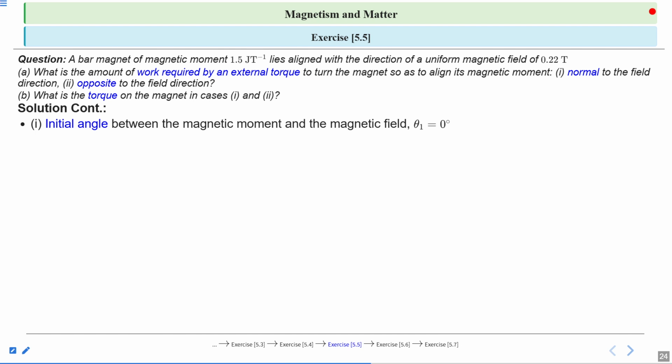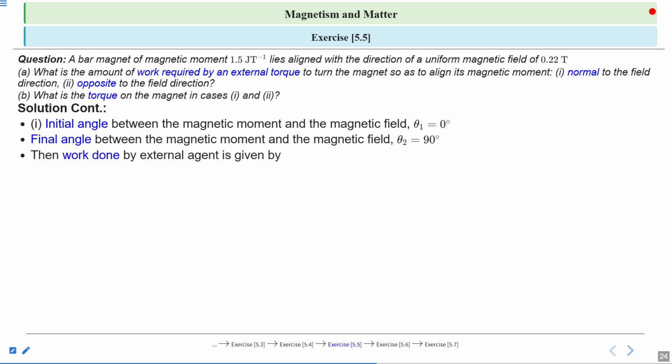So in A part, there is a first sub part: when the magnetic moment is aligned normal to the field direction. What was the initial alignment? The magnetic moment was aligned parallel to, or in the direction of, the magnetic field. That means theta 1 equal to 0 degree. The initial angle between the magnetic moment and magnetic field is theta 1 equal to 0 degree. And the final angle, when it is rotated and its orientation is now normal to the field direction, is theta 2 equal to 90 degree.